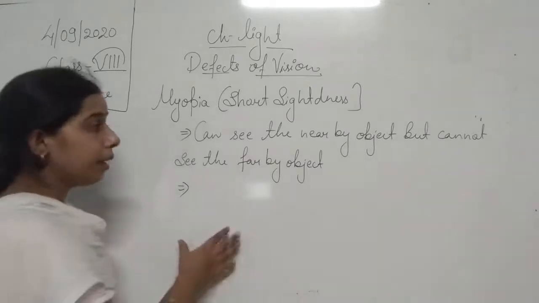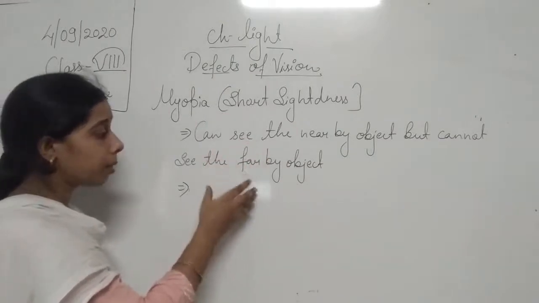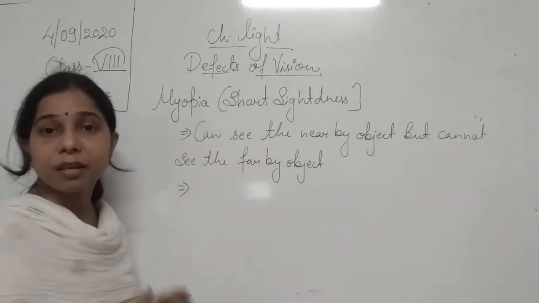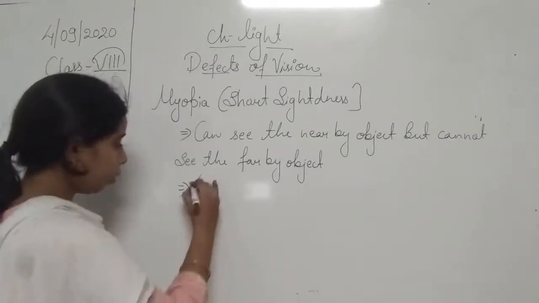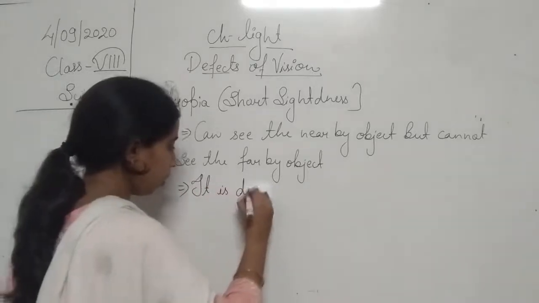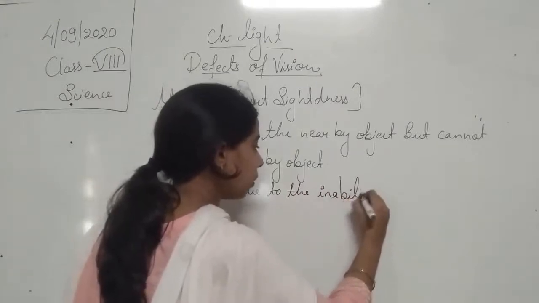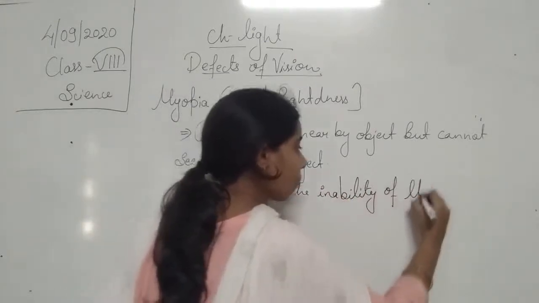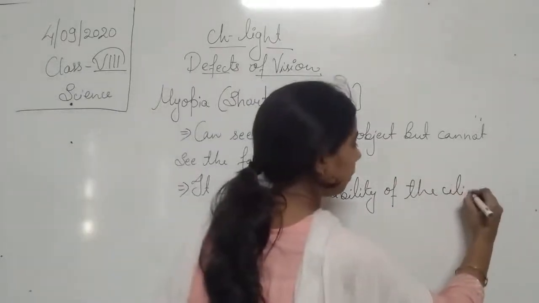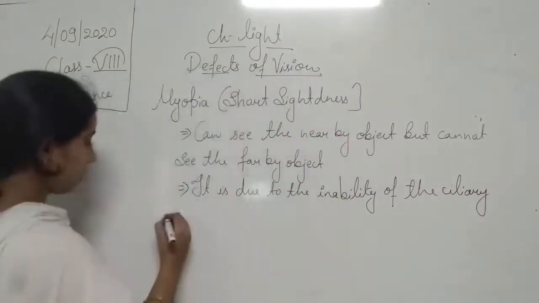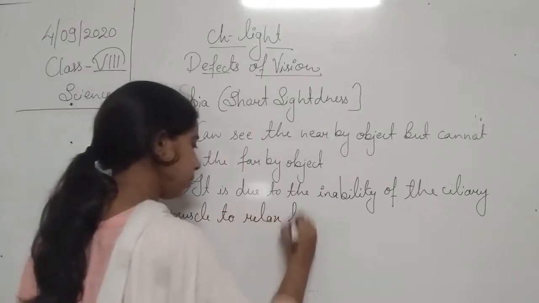Okay, so here what happened, since in myopia the person is not able to see the far by object, it means the ciliary muscle is not able to relax properly. So it is due to the inability of the ciliary muscle to relax properly.